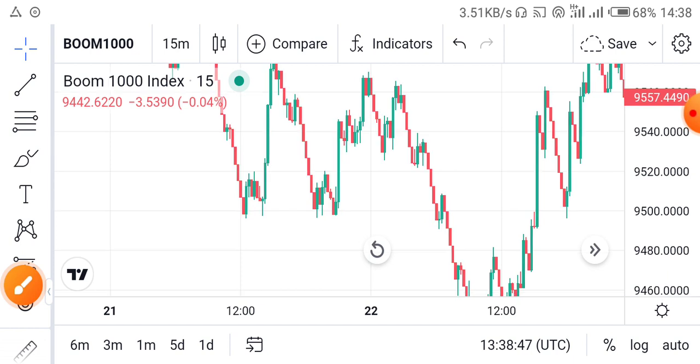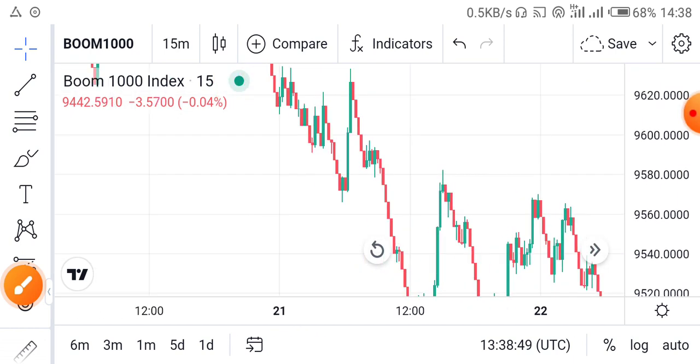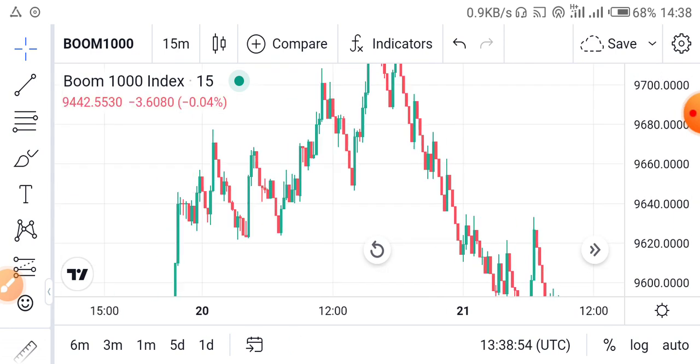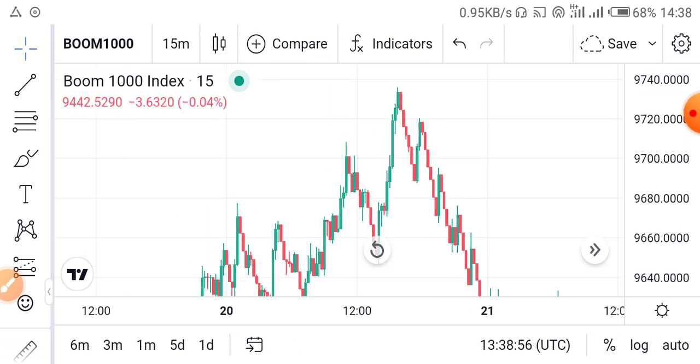Knowing these patterns is not just about knowing. Being able to identify them is another thing. And if you're able to identify them, guys, you can make good money. So much money.